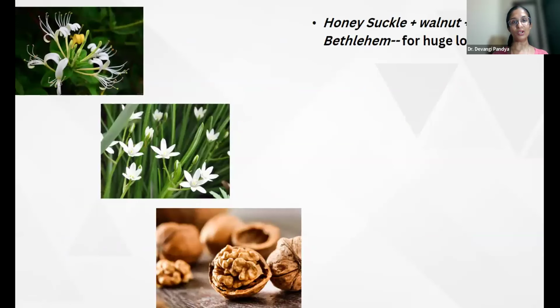When it is given in combination with Star of Bethlehem and walnut, then also it is a wonderful remedy for recovering from the huge losses in life.